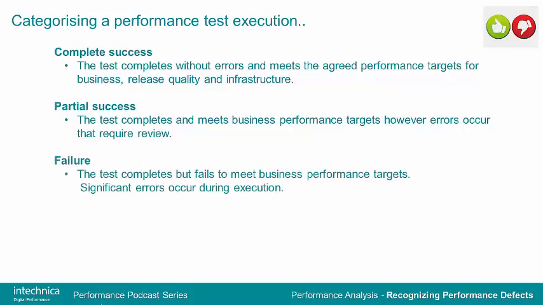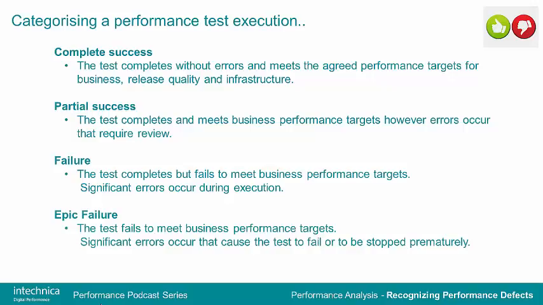Failure. The test completes but fails to meet business performance targets. Typically some significant errors have occurred during execution that have impacted the test result and require investigation. And then the epic failure. The test fails to meet business performance targets and actually fails to complete because of errors that have caused the test to fail, or we've had to abort the test prematurely.